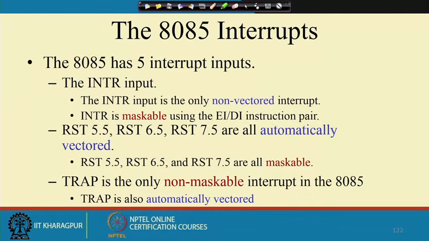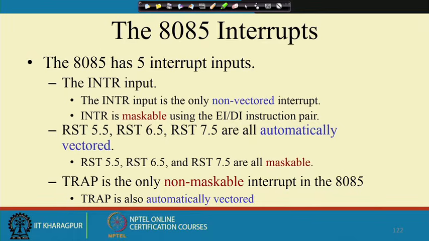The 8085 has 5 interrupt inputs. The first one is INTR. INTR is a non-vectored interrupt, and in the 8085 there is only one non-vectored interrupt, which is INTR, and it is maskable using the EI and DI instruction pair. If the user thinks that I should not be disturbed by INTR while executing some part of my code, they can put a DI instruction at the beginning of that code and then EI at the end of the code.